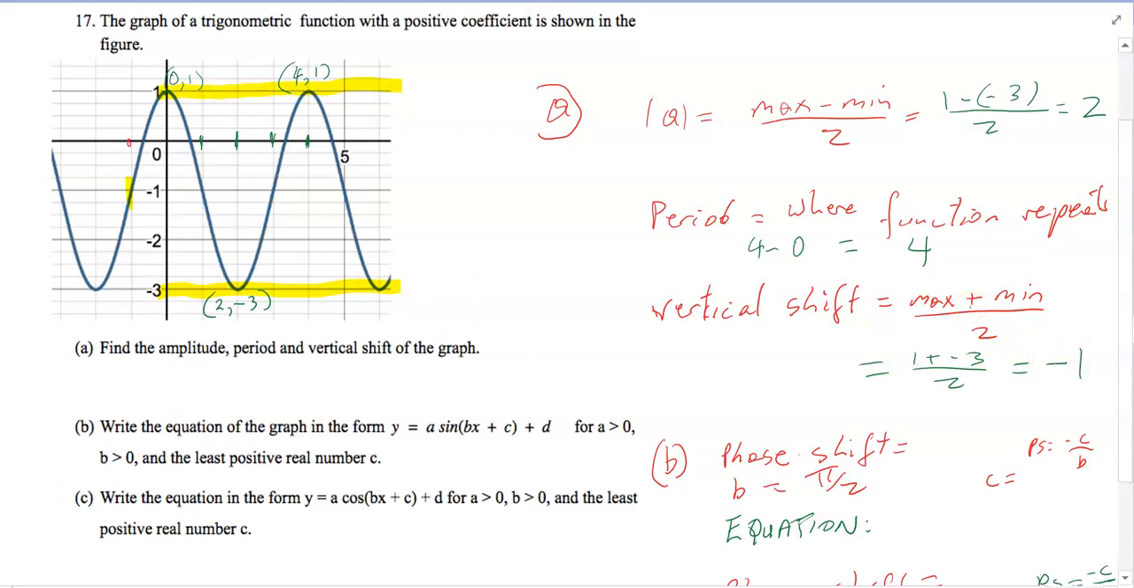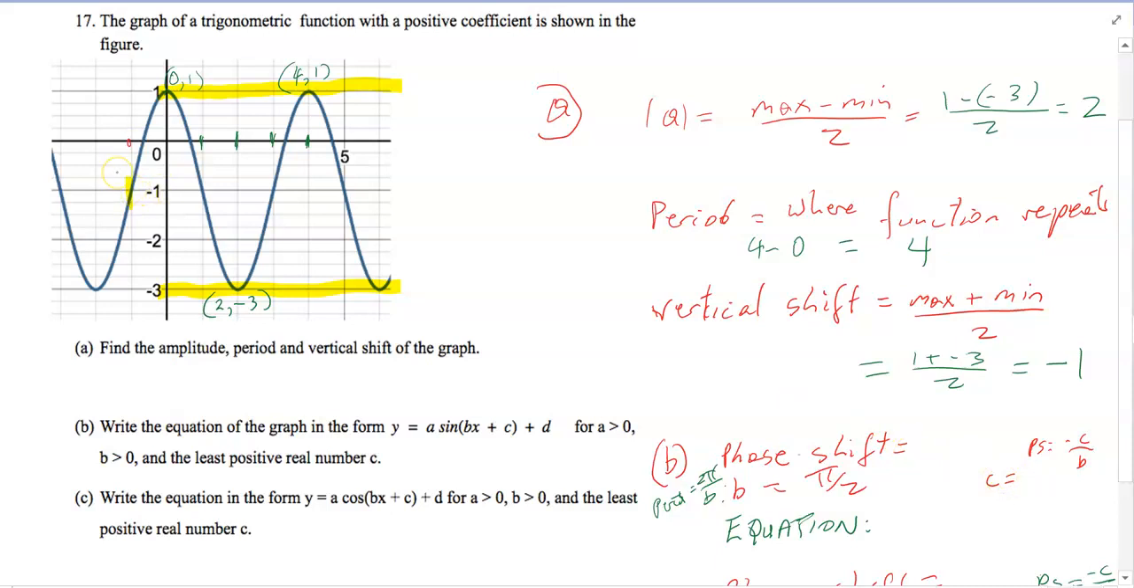Part B, we're asked to find an equation of the form y is equal to a sine bx plus c plus d. And so we have our amplitude there, which is a, but for b, we need to find the period. And the period was 4. So period is also 2 pi over b. Remember that period is 2 pi over b. So then b would be 2 pi over period, which is 2 pi over 4, which gives us pi over 2.